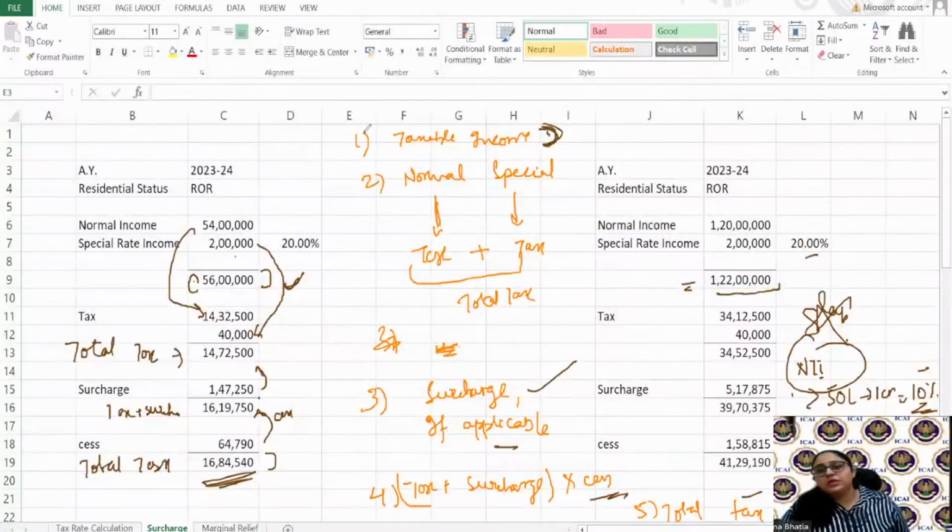Calculate the tax on the income of 1 crore 22 lakhs, where 2 lakhs, which is included in this 1 crore 22 lakhs, is special income taxed at 20%.